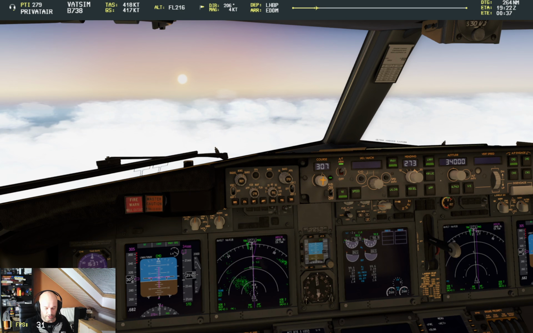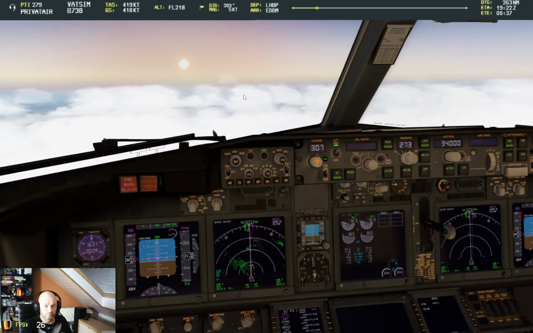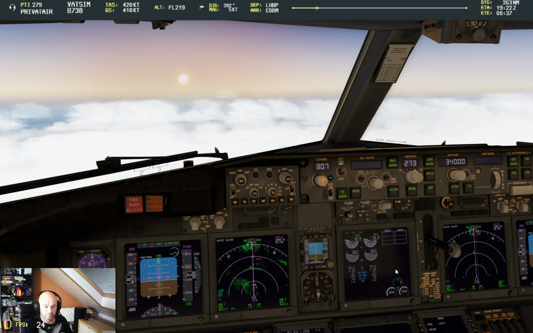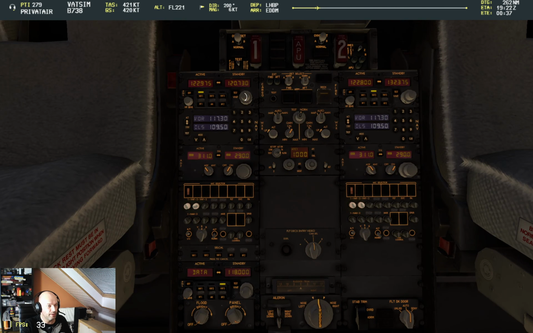Oh, I think I selected the wrong frequency. Oh no. It helps if you actually select the correct frequency. I'm getting a bit dyslexic. 120370 and 120730 is almost the same. Almost.